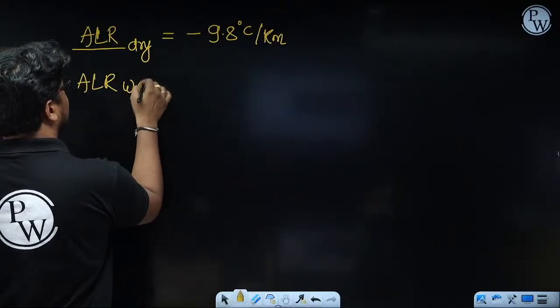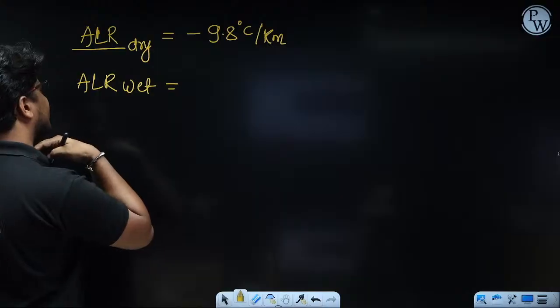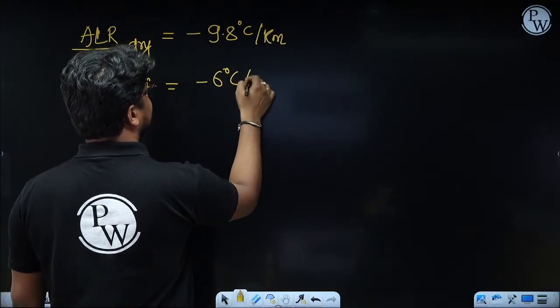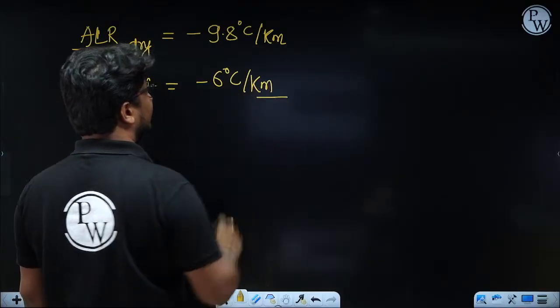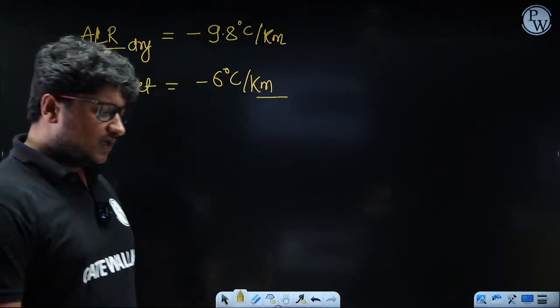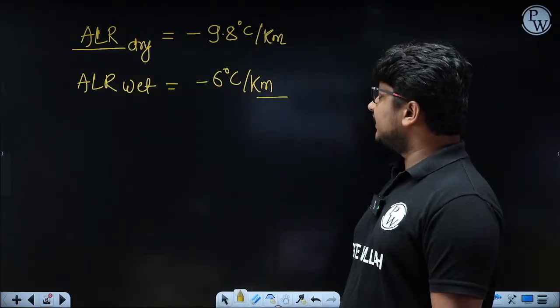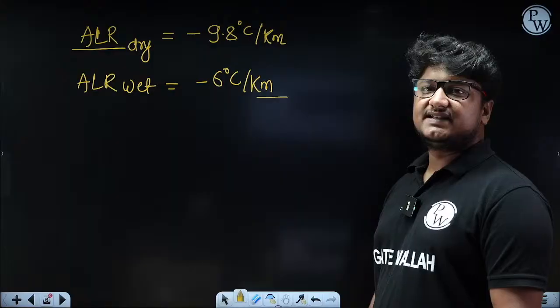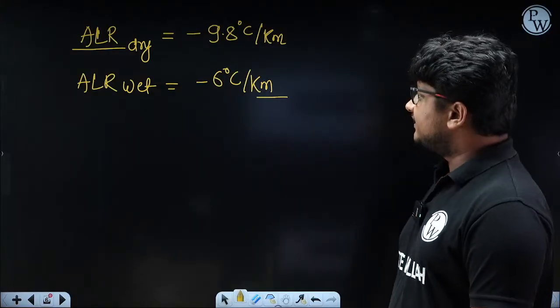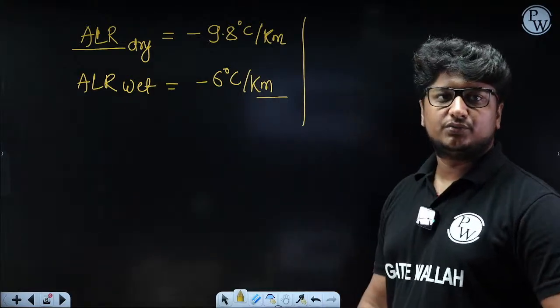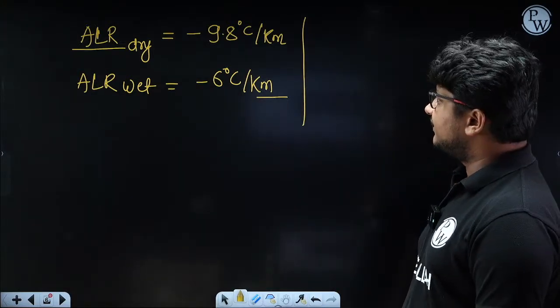If you are seeing the adiabatic lapse rate for a wet condition, it will be roughly around 6 degrees Celsius per kilometer. That means if you are changing 1 kilometer elevation vertically, 6 degrees Celsius of temperature will be decreased. And this is a thermodynamic property, so this value will be constant for you.